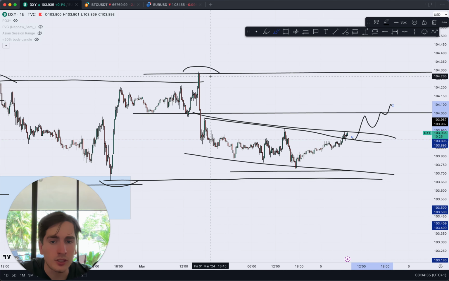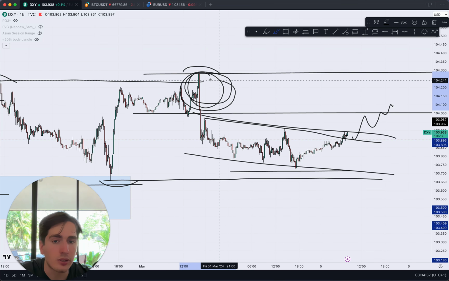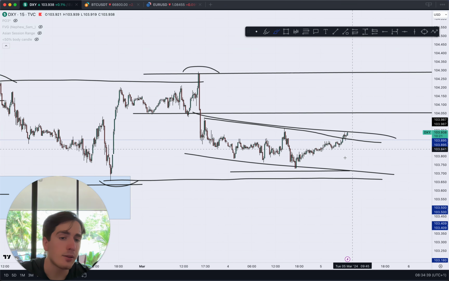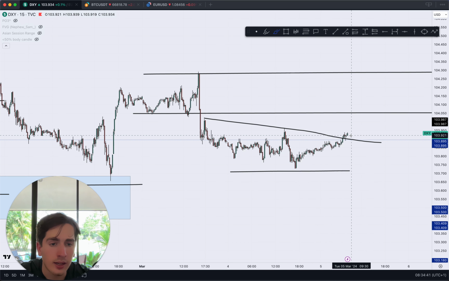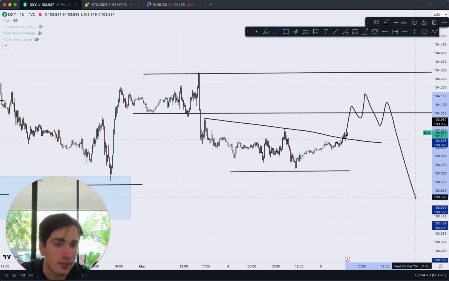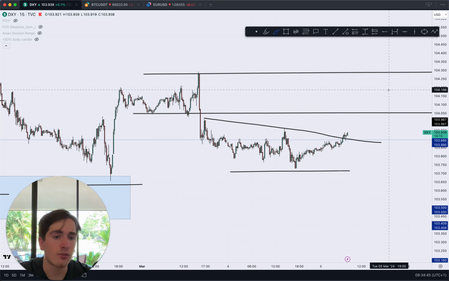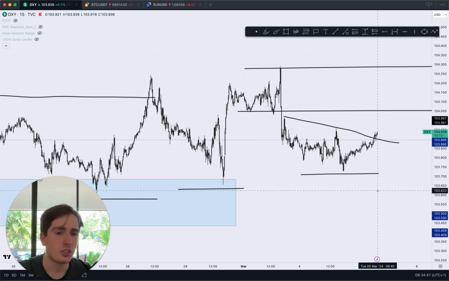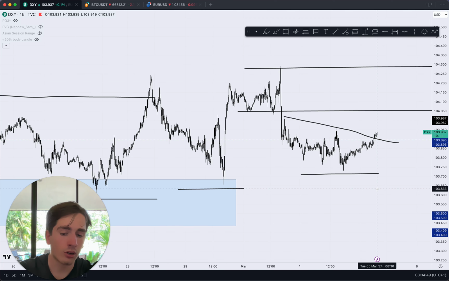What I'll then do is look to see how we reach that area of supply, and dependent on how we reach that area of supply, do we see a trend shift. Once we reach that zone, then we can look for those potential shorts on the dollar, which means euro dollar, pound dollar, Aussie dollar longs.